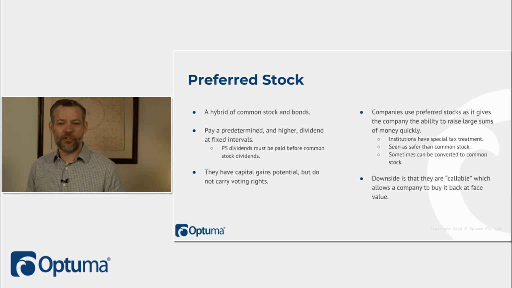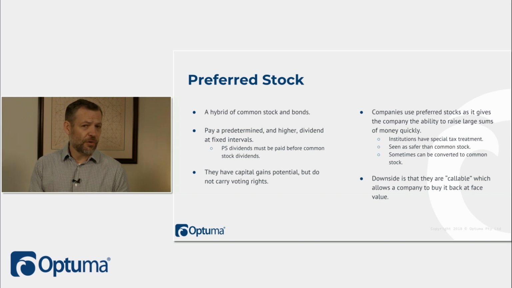Companies use preferred stocks as it gives the company the ability to raise large sums of money quickly. There are different tax treatments for it. I know it all depends on which jurisdiction you're in, but tax is treated quite different. I know in Australia it's different, in the US it's different when it comes to preferred stock. Seen as safer than common stock, again, because of the liquidation hierarchy and can be converted to common stock as well. So they can be convertible to stock.